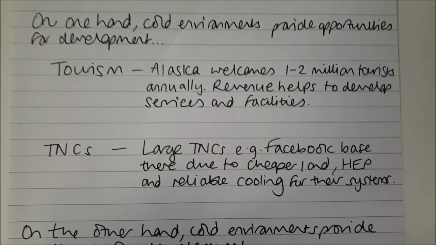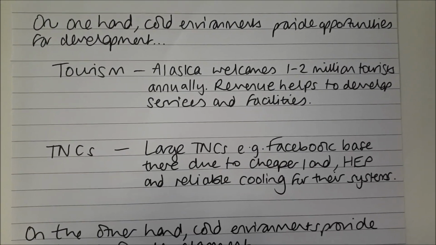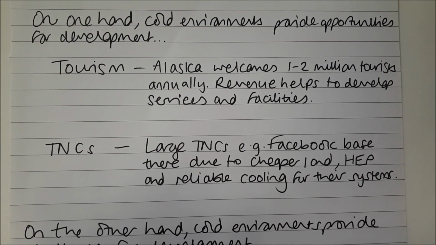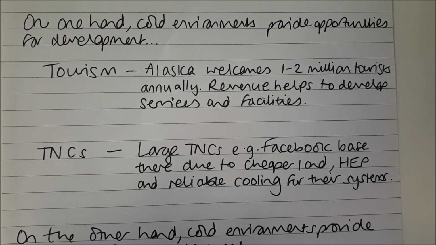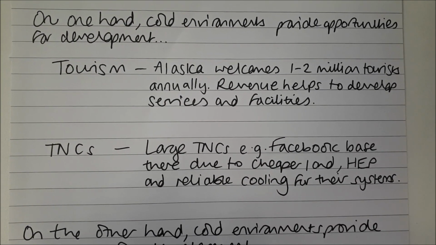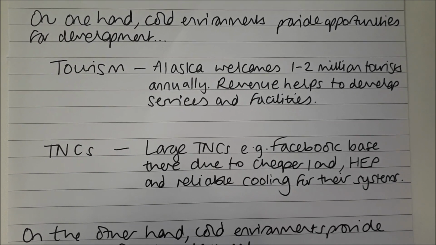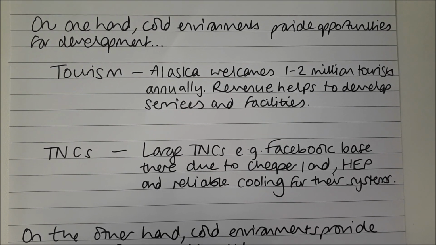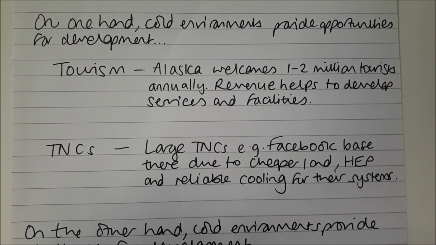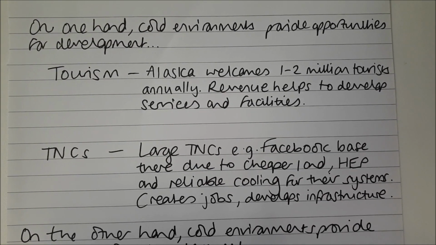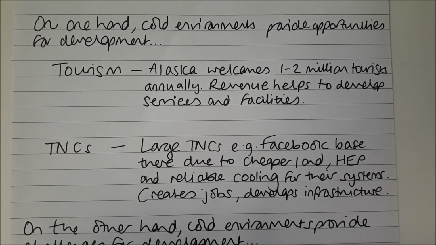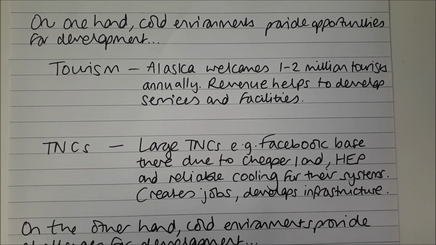If we have a look at another idea, TNCs. Lots of you remembered this one. Maybe it's because it's about Facebook, but it's a really good one to use. So large TNCs, like Facebook, might base in cold environments because of cheaper land, hydroelectric power, and reliable cooling for their computer systems. We need to link that back to the question now. Why then does this provide opportunities for development? So we could develop the point about TNCs by saying something like it creates jobs, or that it develops infrastructure.